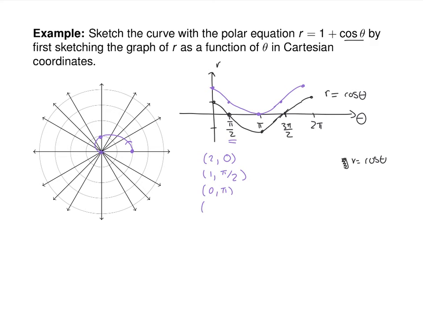By 3 pi halves, we're up at 1 again, so that whole thing has just been undone. And by 2 pi, we're back at a radius of 2 again. And from there, the cycle will repeat. These shapes are called cardioids because they look like hearts.